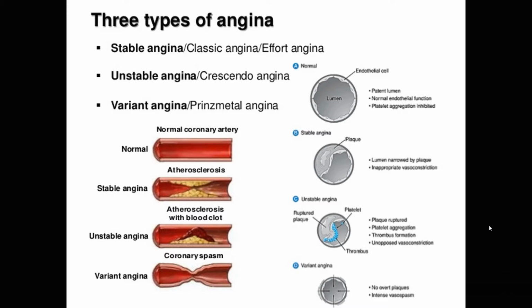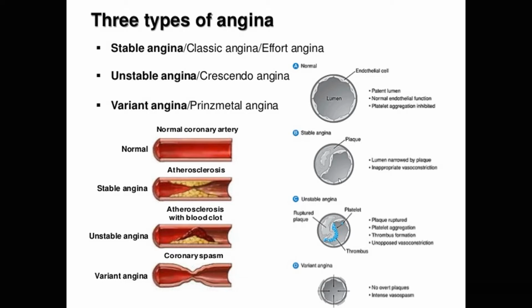It is caused by a transitory myocardial ischemia due to the narrowing of the coronary arteries and the decreased perfusion of the myocardium. This picture illustrates the 3 main types of angina: the stable angina, the unstable angina, and the variant angina of Prinzmetal. In stable angina, a plaque is formed, but it is not complicated with a thrombus, as shown here on this picture.